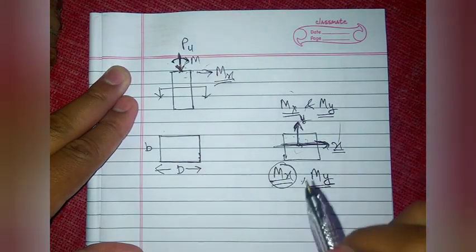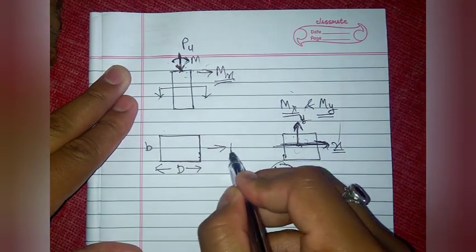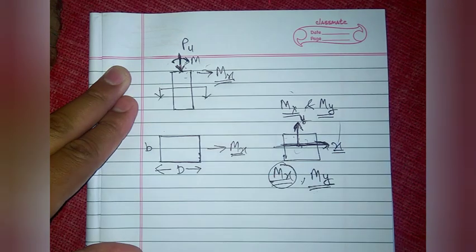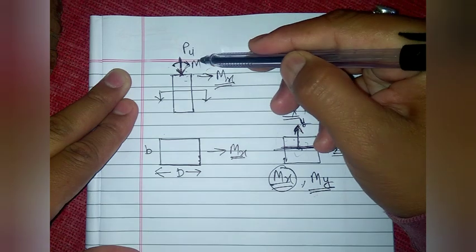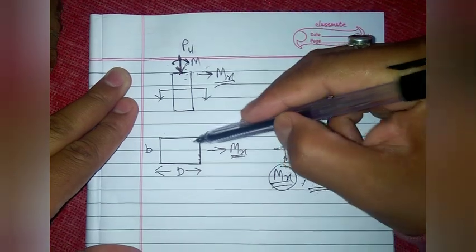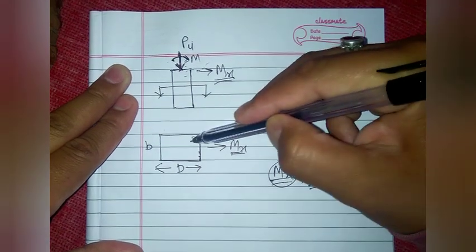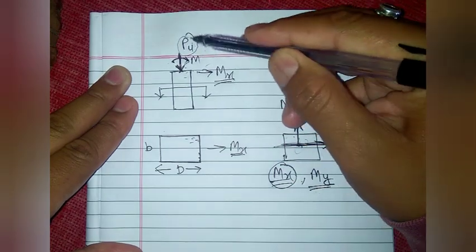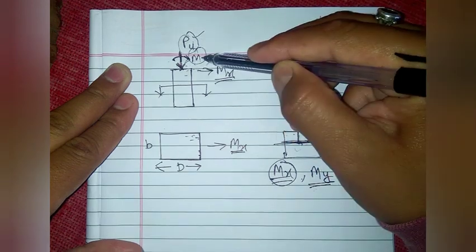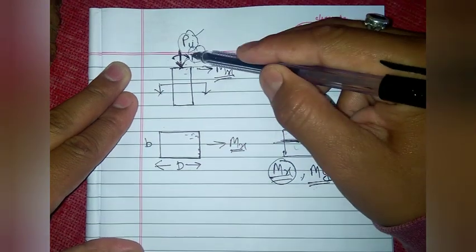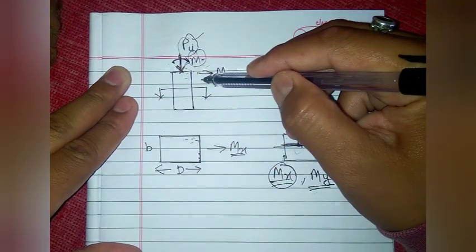Okay, here the moment is acting as Mx. So what is our main objective here? We want to resist this Pu and Mu. We want to design this section so that it can resist both these things: Pu, that is the axial load, and the moment that is acting due to this axial load in the column.